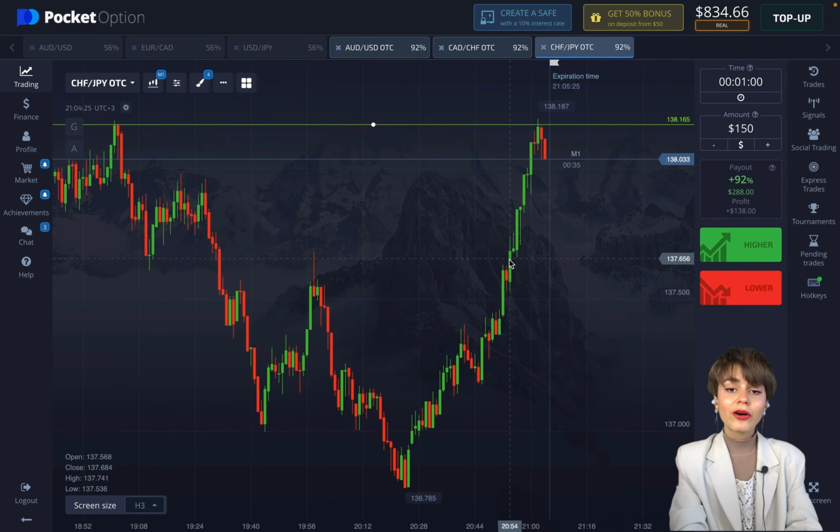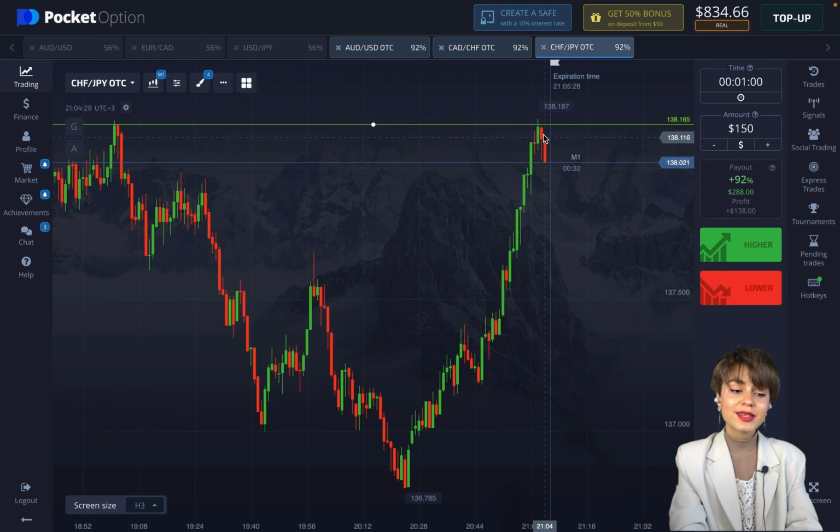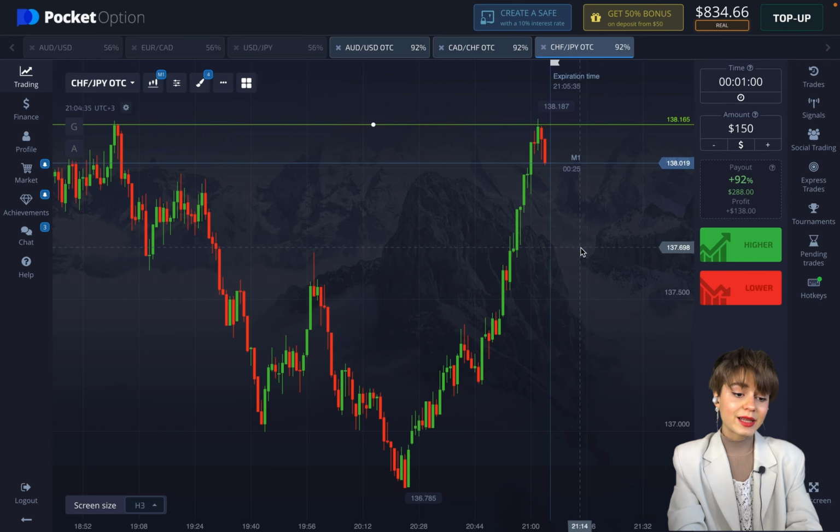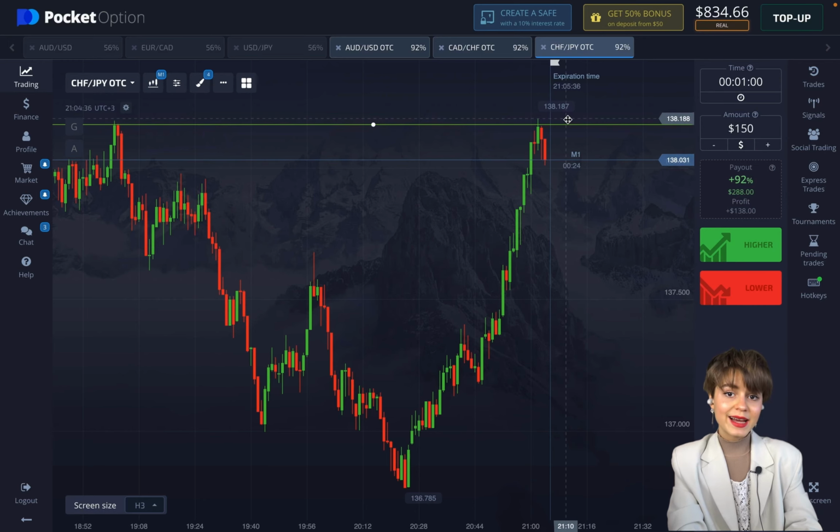Just have a look how clearly the chart reached this resistance zone and started to go on a correction down. Whether it's gonna be a long or short, it doesn't matter because we worked this case out.